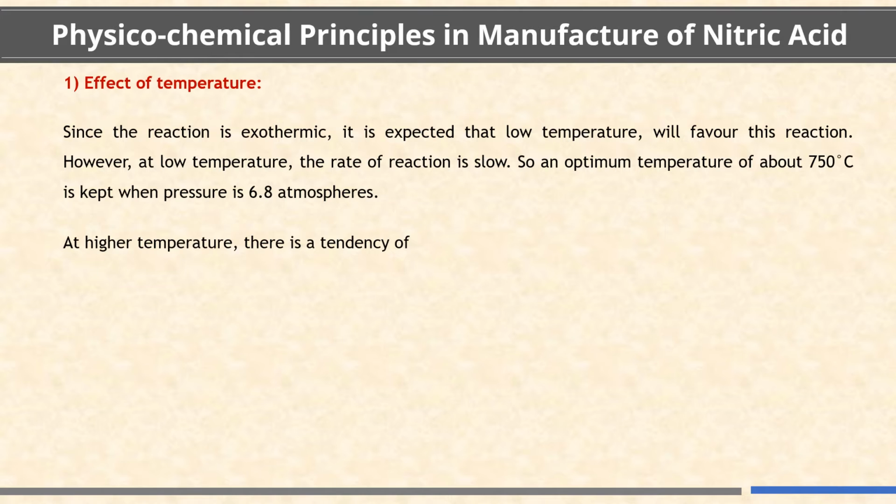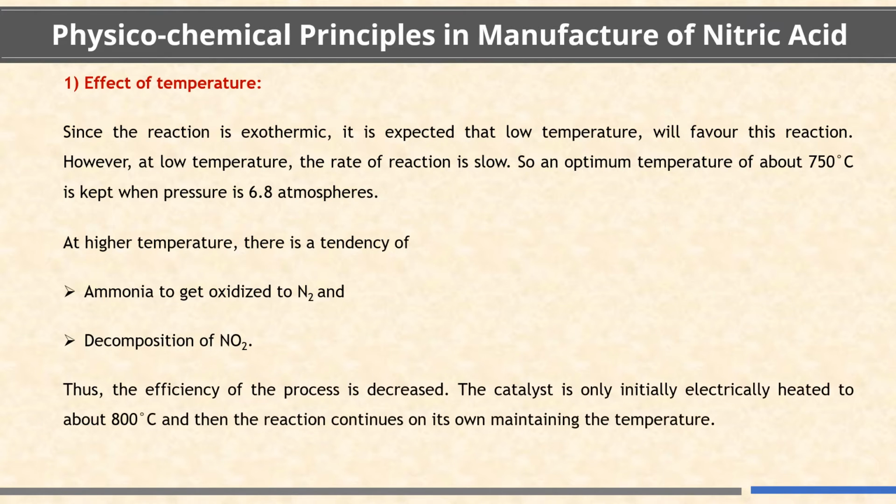At higher temperature, there is a tendency of ammonia to get oxidized to N2 and decomposition of NO2. Thus, efficiency of process is decreased. The catalyst is only initially electrically heated to about 800 degrees Celsius and then the reaction continues on its own maintaining temperature.